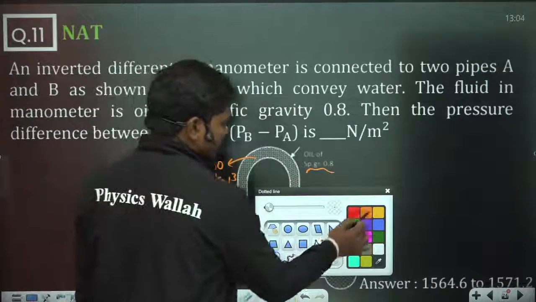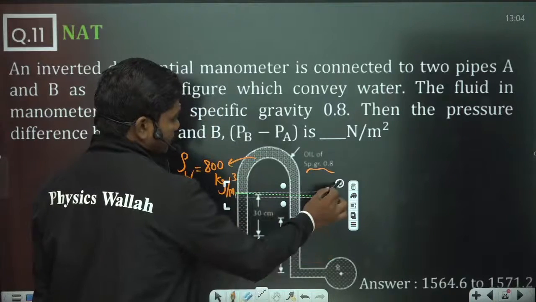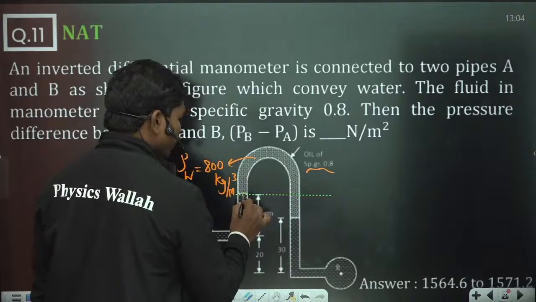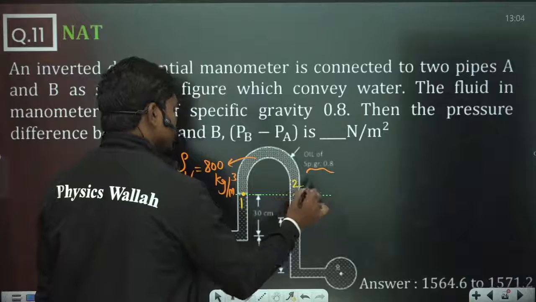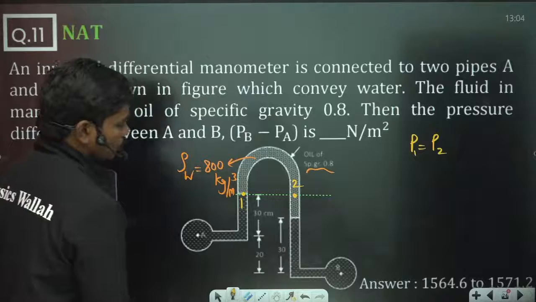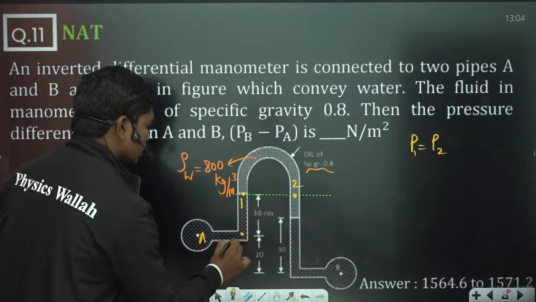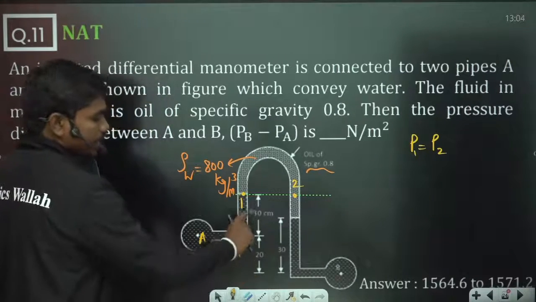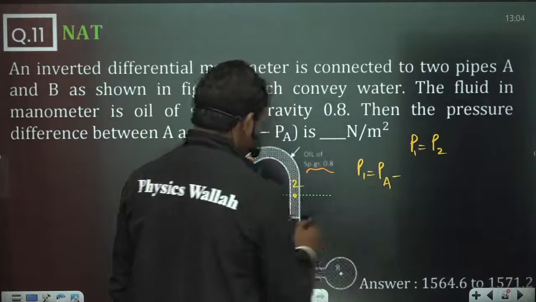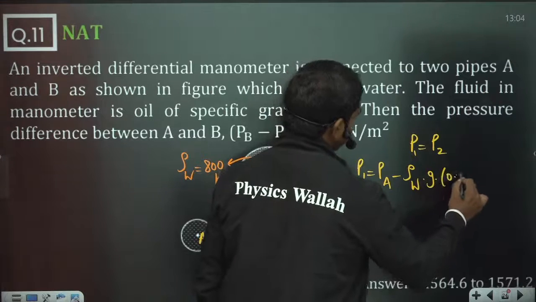If you take this datum, this is the highest interface. Then you have these locations 1 and 2. So P1 is equal to P2. What is P1 at this location? If this is location A, PA is here also. So P1 is PA minus this water column pressure, which is density of water times g times 0.3.